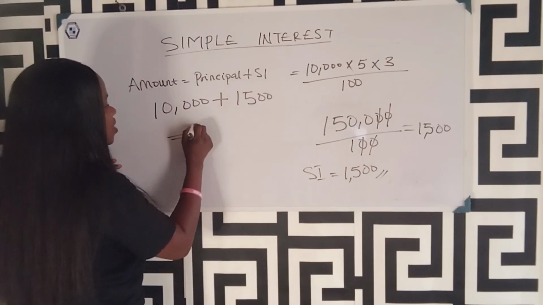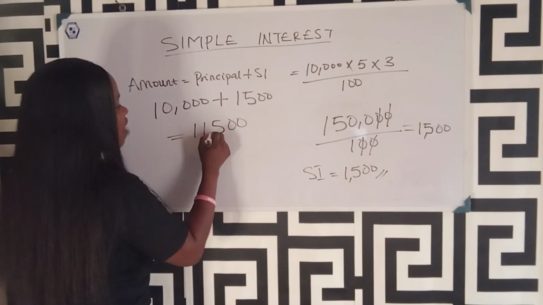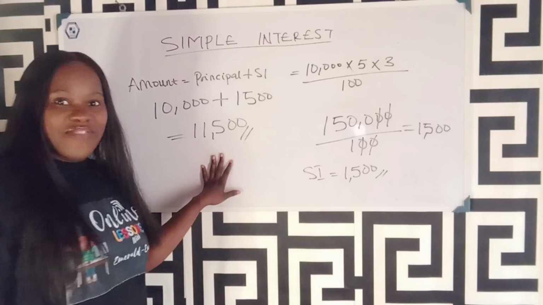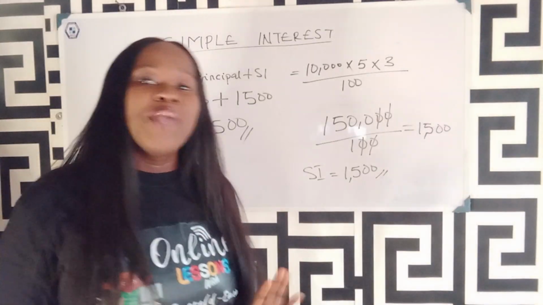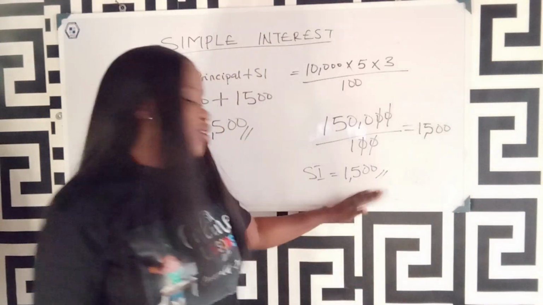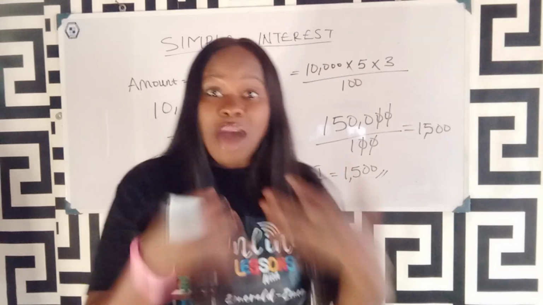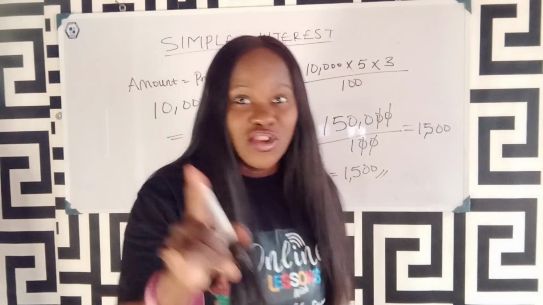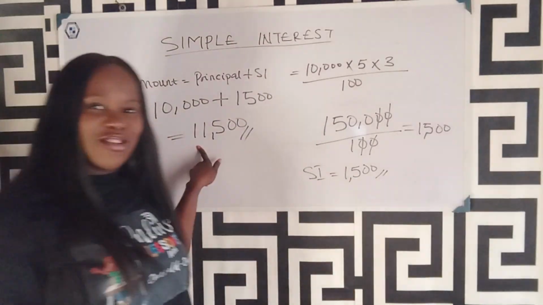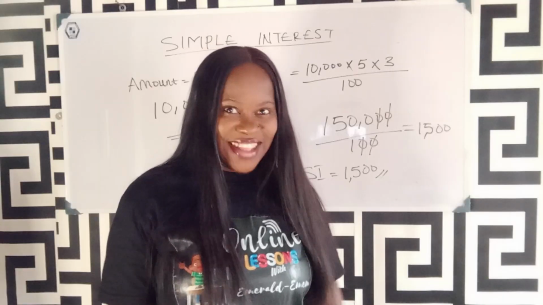So we are going to give Mr. Bill 11,500. That's the final answer for amount. However, if you're being asked only for simple interest, it is 1,500. But if it's the amount that we are paying him, it is principal plus the interest, it is 11,500. And I trust that is very simple to get, right? Yes. So let's do example 2.